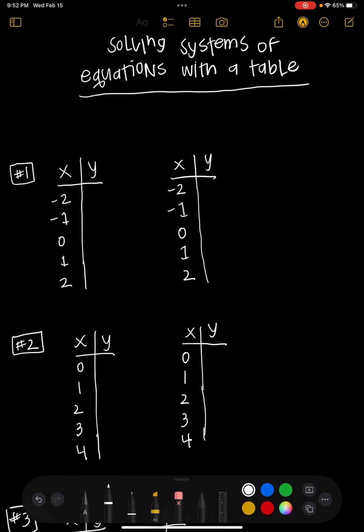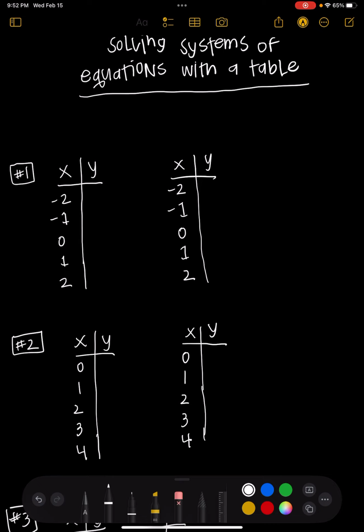So in these we're going to have two numbers for our solution. We're going to have an x equals number and a y equals number for our solution. There are several different ways that we can solve systems of equations, but one of the easiest ways is to do it with a table, and so that's what we're going to start with.